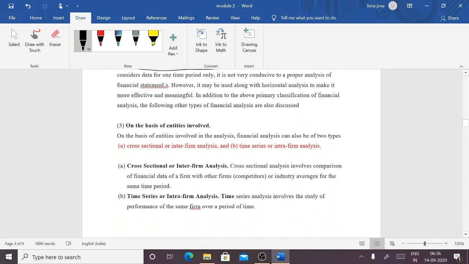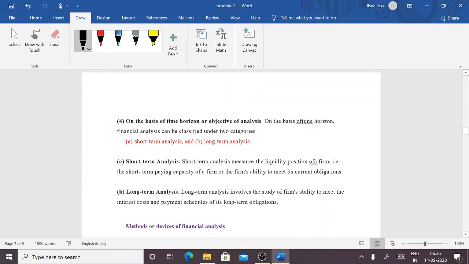Then on the basis of entities involved, we can classify financial statement analysis into cross-sectional or inter-firm analysis and intra-firm analysis. Inter-firm analysis means the comparison of financial data of a firm with other firms, like competitors or industry averages. Intra-firm means the analysis conducted by a company over a period of time. Inter means we are comparing the financial statements of two companies, and intra means the analysis taking place within the company.